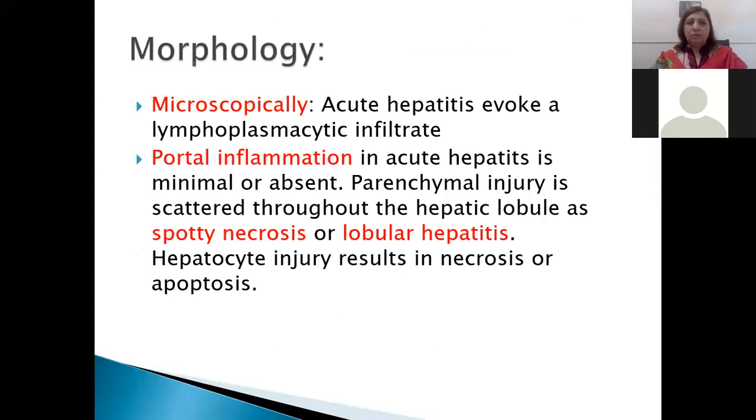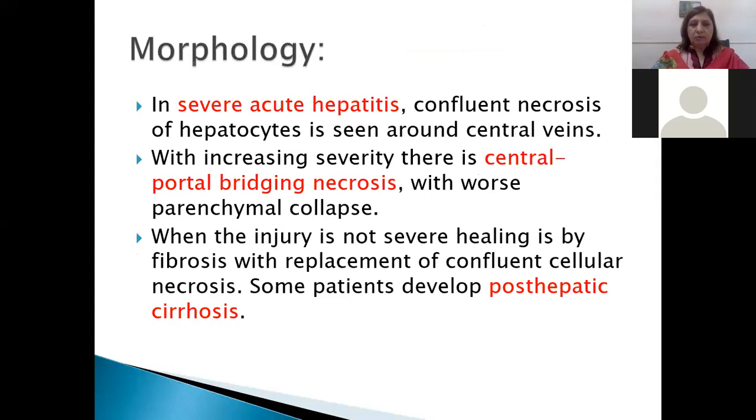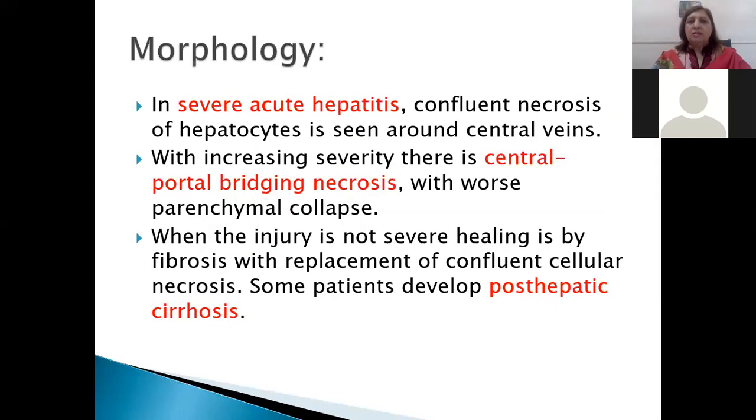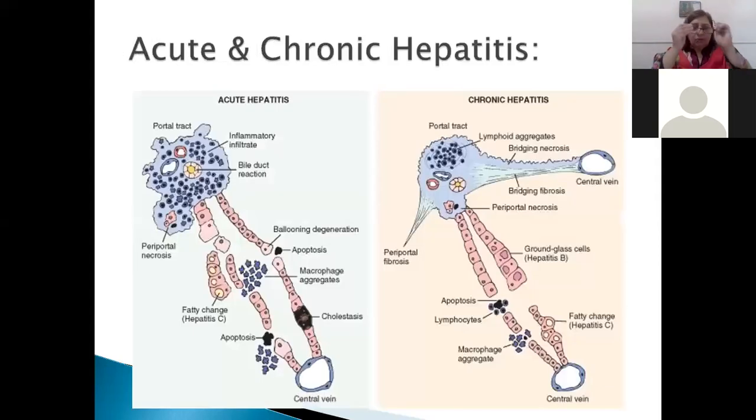I want you to be more clear about the microscopic appearance in acute viral hepatitis. As I've told you, there is going to be necrosis of the cell and there is going to be apoptosis of the cell. In acute viral hepatitis, the necrosis is present inside the lobules, which is called interlobular necrosis. Sometimes when the necrosis is very severe, it is central to portal bridging necrosis as well. And when the injury is severe and healing occurs by fibrosis, there is going to be post-hepatic cirrhosis. So these were the pictures which I've shown you yesterday as well.